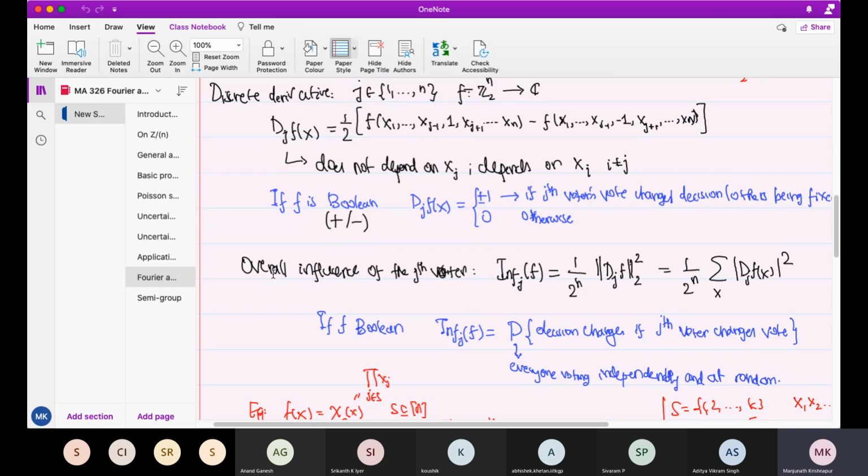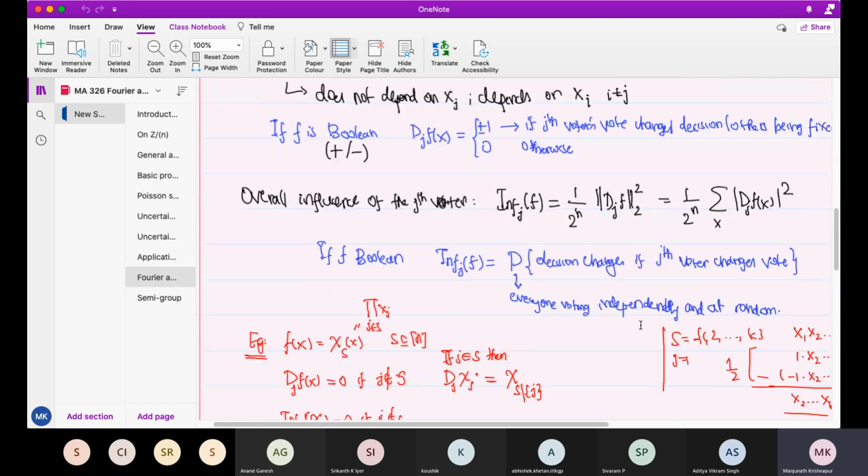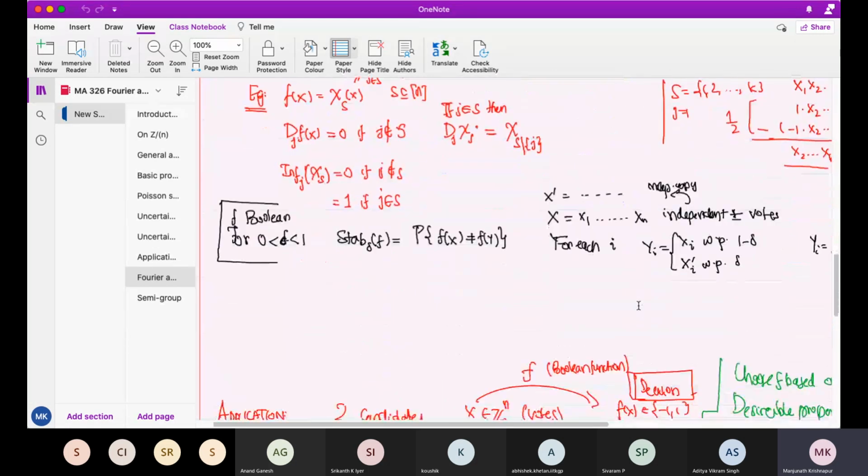That somehow measures how much the jth coordinate matters. One way to measure that is that this depends on the x_i's other than x_j itself. Whereas the overall influence of the jth variable is the L2 norm squared of D_j f, divided by 2 to the n. That is the influence of the jth variable, and we calculated some examples. We also indicated this stability question, the stability with parameter delta of f.